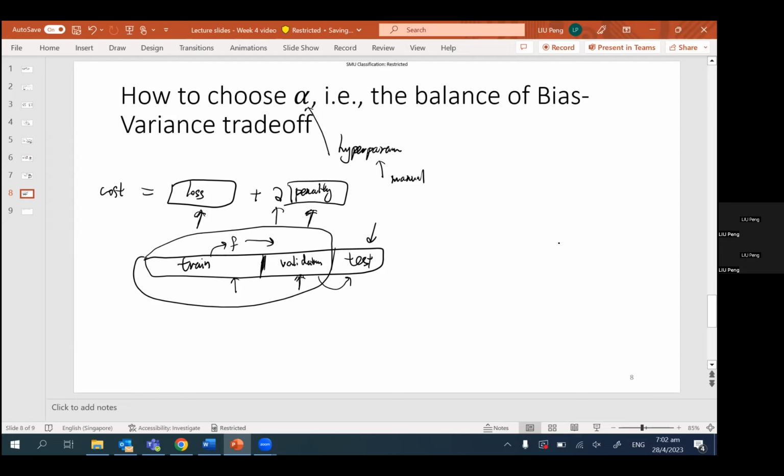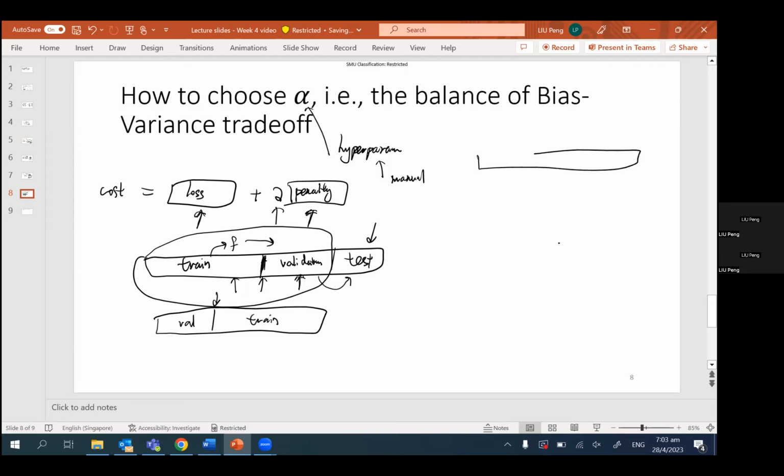But this choice is a bit subjective. So next round we can just say I want to choose this to go to validation and this to go to training. There's another way to do it, right? The choice of this separate threshold is subjective.